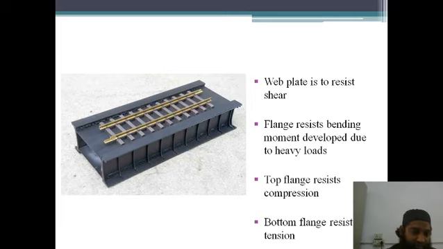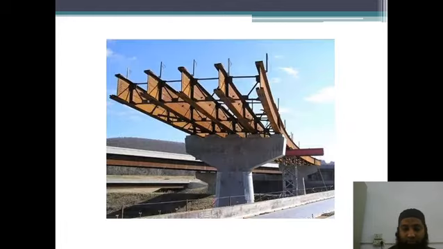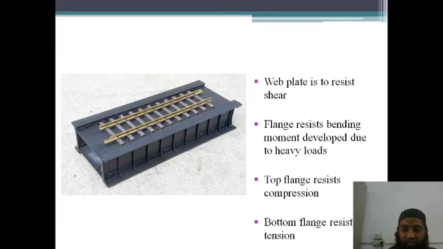So a thick I section is being provided, with the top flange and the bottom flange. Over it, these railway lines are being placed. You can see here the top flange resists compression. So basically the importance of the top flange is that it resists compression, and the bottom flange resists tension. So this is the importance of the top flange and the bottom flange.